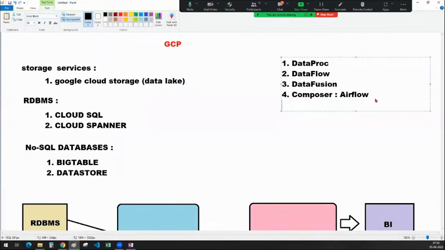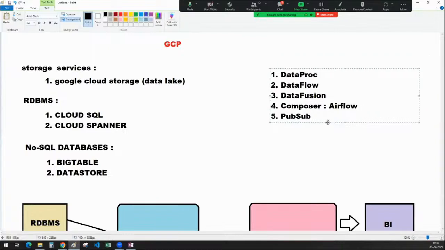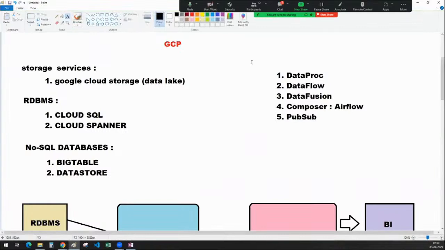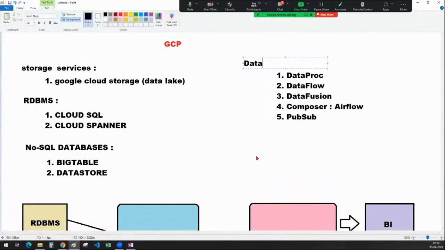Very important tool. Okay. You're going to look at Pub/Sub. And so these are the data processing systems that you are going to learn in our session, guys. Okay. So this is what I call data processing tools in GCP.